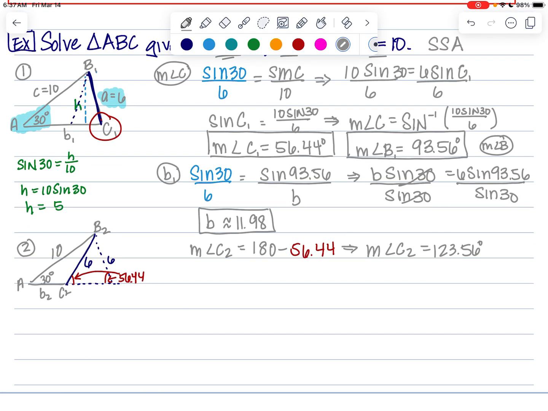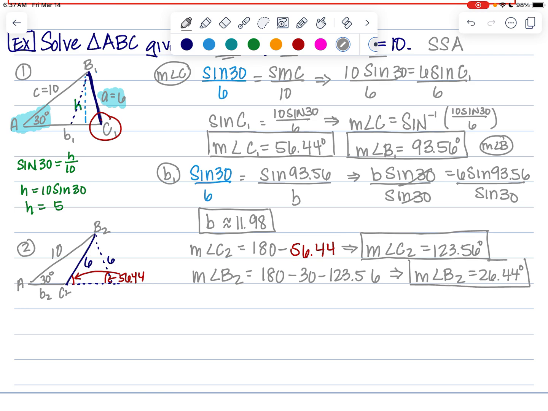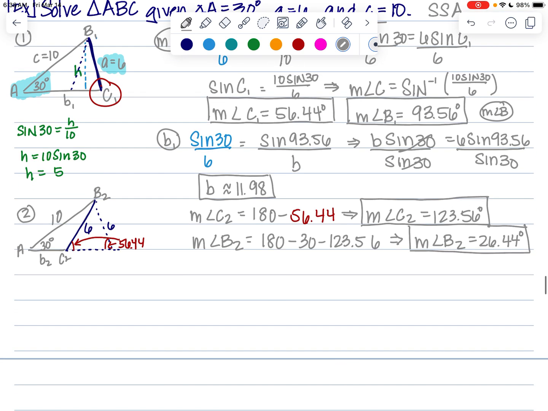So now, that's great. I have 2 angles of my triangle. I can find the third. So the measure of angle B2, using your triangle angle sum theorem, is 180 minus 30 minus 123.56, which is going to be 26.44 degrees. And I'm good. That makes sense. I can have a triangle with these 3 angle measurements. Okay, the measure of angle B2 is 26.44. Then we're going to go ahead and put that in a box. Awesome. Okay, so this is triangle number 2.